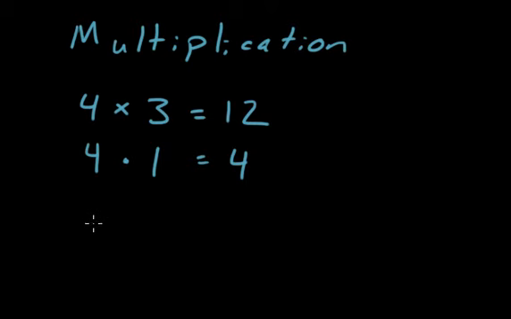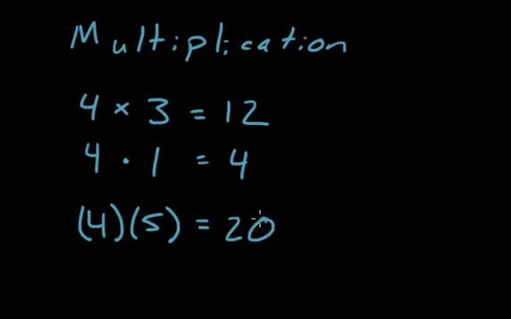A third way people can do it is sometimes they'll leave out the notation altogether and they'll just put two numbers next to each other. So if you have something like 4 in parentheses, and then right next to it is a 5 in parentheses, that means 4 times 5, and that's 20. So that's any one of these notations. It's all multiplication. This is 4 3s, this is 4 1s, this is 4 5s. Okay, so that's multiplication.